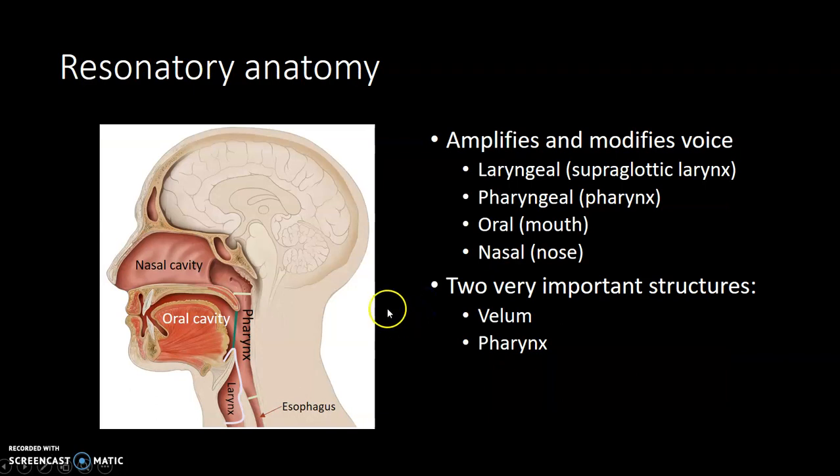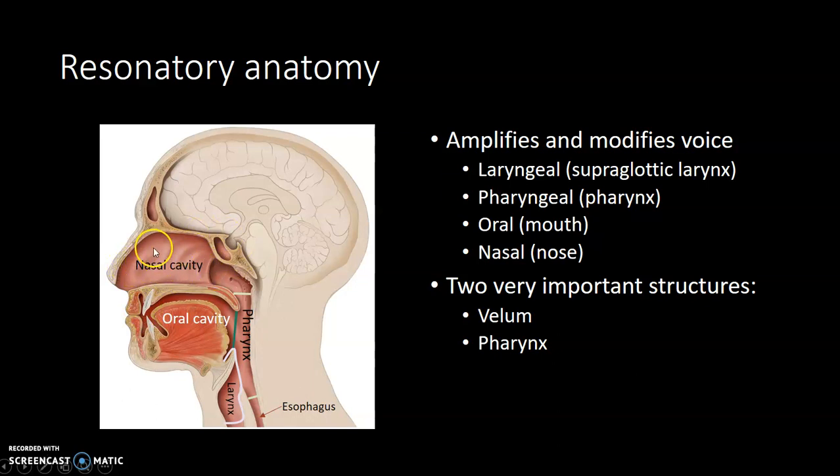All right, so what are the resonating cavities? Resonating cavities are just the structures of the throat, the oral cavity, and the nasal cavity that are formed by the muscles and the overlying mucosa that coats them so that sound can bounce out. So we have four primary resonating cavities. We have the larynx itself, and when we're talking about resonation, we're talking about everything above the level of the vocal cords for the larynx. We have the pharyngeal cavity, we have the oral cavity, and the nasal cavity.